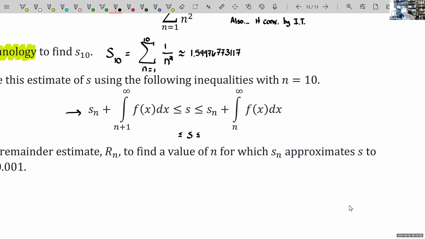It's 1.54976, and so on and so forth, right? And same thing on the other side, 1.549767 73117. Okay. Less than or equal to. All right. We know that we have those two, right? Those are the S sub n's.